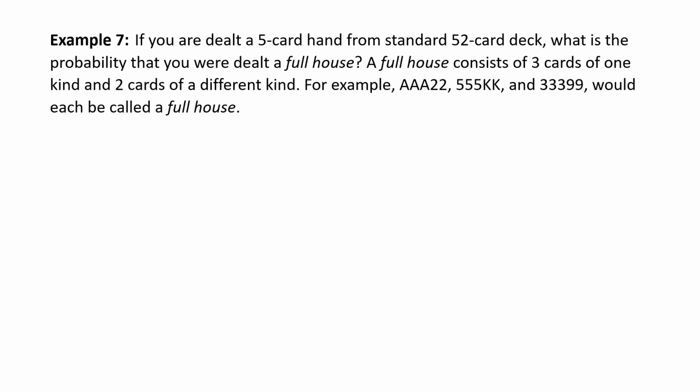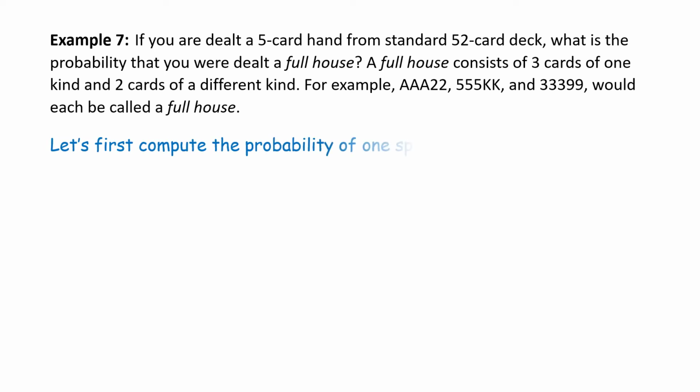Example: if you are dealt a 5-card hand from a standard 52-card deck, what is the probability that you were dealt a full house? A full house consists of 3 cards of one kind and 2 cards of a different kind. For example, AAA 22, 555 KK, and 333 99 would each be called a full house.